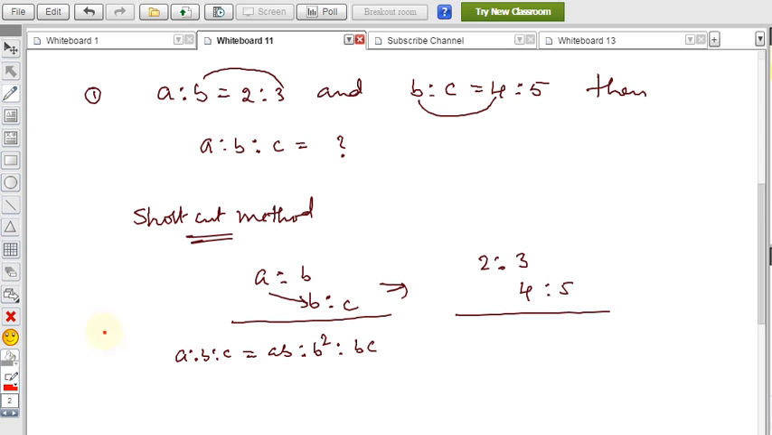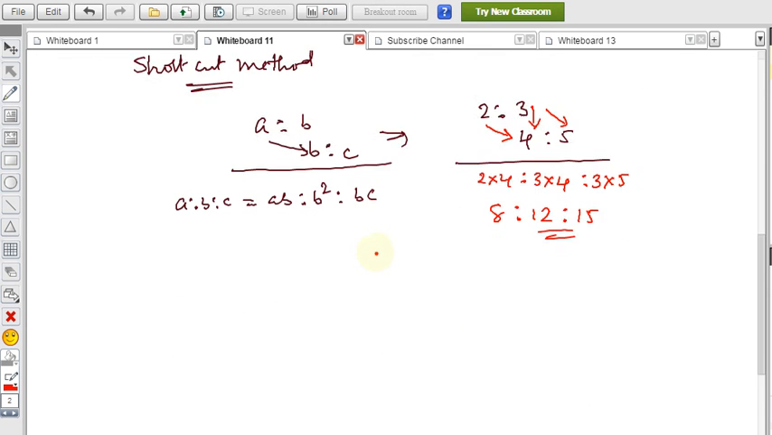Let us see here. Cross multiplication type. First 2 into 4, and 3 into 4, and 3 into 5. So 8 is to 12 is to 15. This is the ratio of A is to B is to C. You can write in simplest form by cancelling the common table, but there is no common factor to cut these three numbers at a time. So 8 is to 12 is to 15 is the answer.